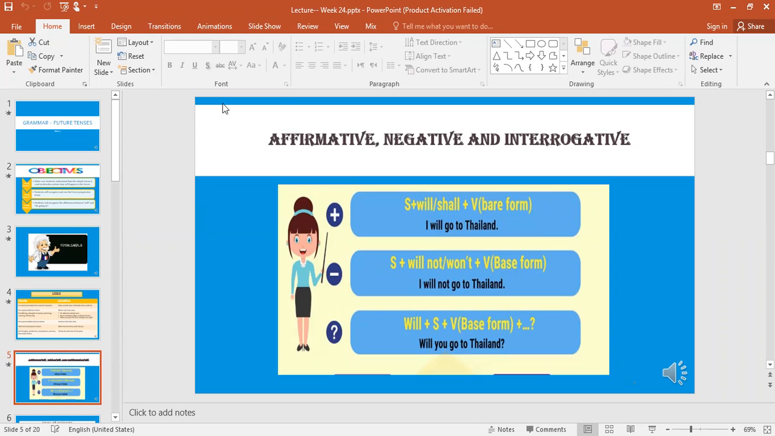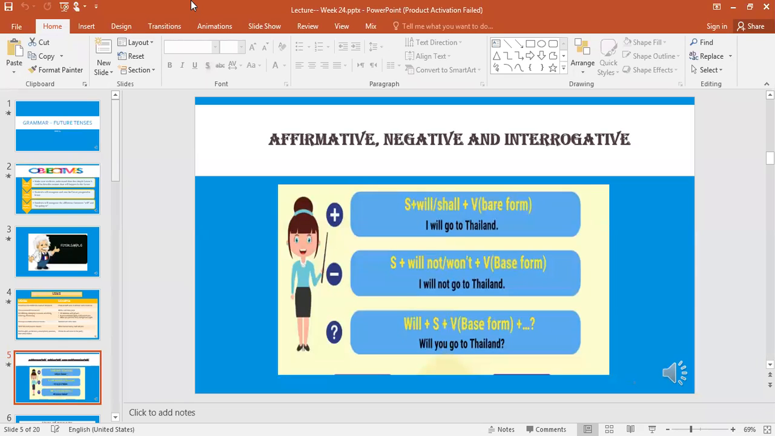So what changed between the first and the second sentence? We added not. So we just added not. Okay? So I will go to Thailand is the affirmative form. And the negative form is I will not. So when we want to change a sentence from the affirmative to the negative form, all you have to do is add not. By the way, changing the sentences, especially in the future tense, is very easy. It's not that complicated like in present and past. It's very simple. I will not go to Thailand is the negative form.